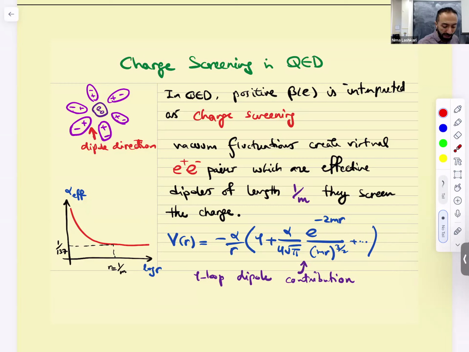How does it change the potential? We calculate this change due to the one loop dipole contribution. The vacuum fluctuations, with this negative charge, will create electron and anti-electron, positron pairs, and they will align this way. Now, this is a dipole. It creates a dipole that reduces the electric field, right? And this is charge screening. This happens all the time in materials, and it is very common in QED.